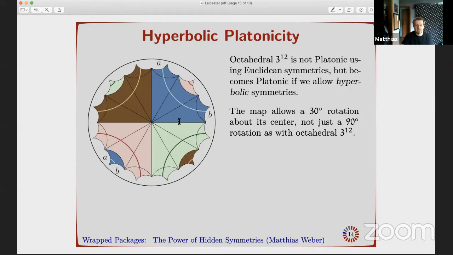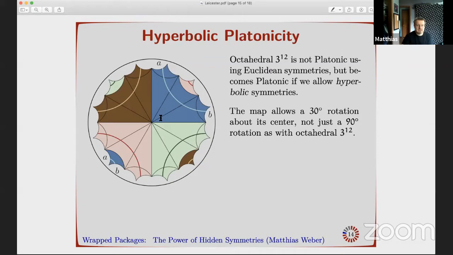In particular, you have a rotation about the center of this thing by 30 degrees, because these triangles that you have here are not Euclidean triangles. They are hyperbolic triangles which have 30 degree angles at the vertices. So you can rotate the entire thing by 30 degrees. This is 360 divided by 12, so there's an order 12 rotation.